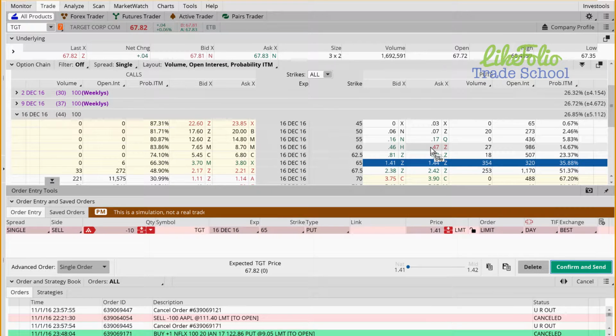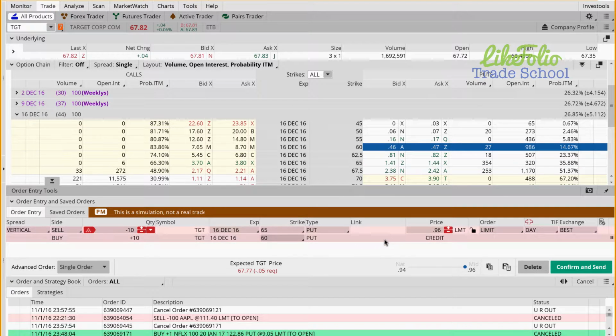So we want to buy the 60 put. So we're going to hold the control key. We're going to left click the ask on the 60 put. Now we come down here, and this is automatically recognized as a vertical. So we're going to be selling to open. I'm going to change this to one lot. Selling to open one vertical in TGT.